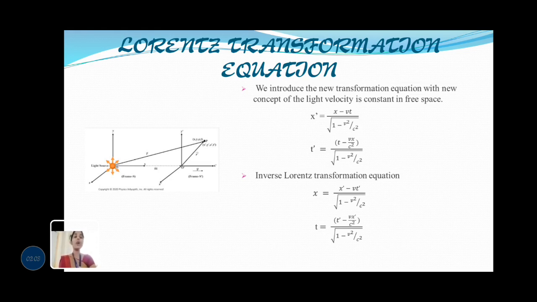The result of the Lorentz transformation equation is x dash is equal to x minus vt divided by root of 1 minus v square divided by c squared. t dash is equal to t minus vx divided by c squared, divided by root of 1 minus v square divided by c squared. The inverse Lorentz transformation equations are x is equal to x dash plus v into t dash divided by root of 1 minus v square divided by c squared, and t is equal to t dash plus v into x dash divided by c squared, divided by root of 1 minus v square divided by c squared.